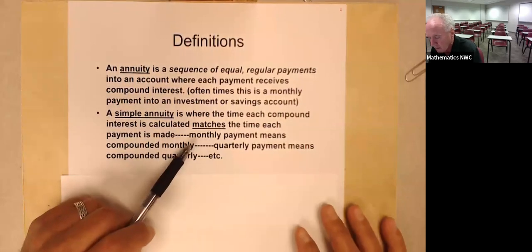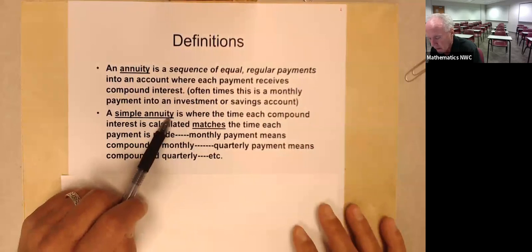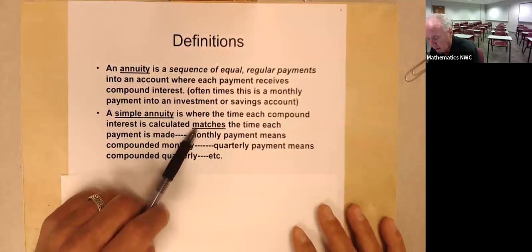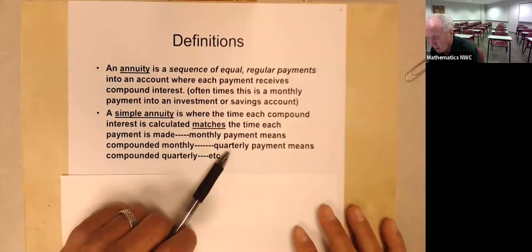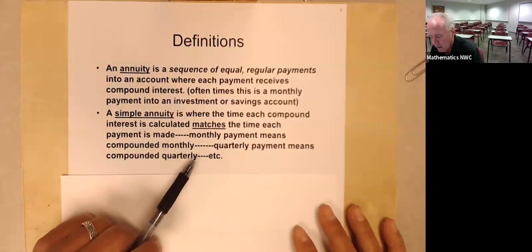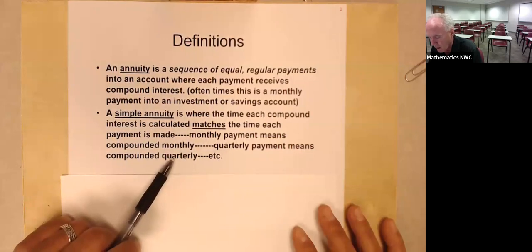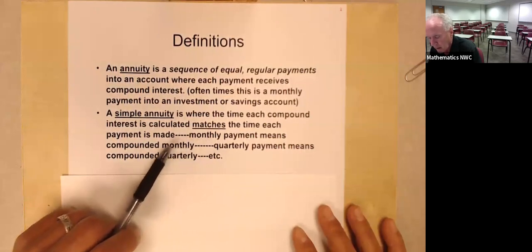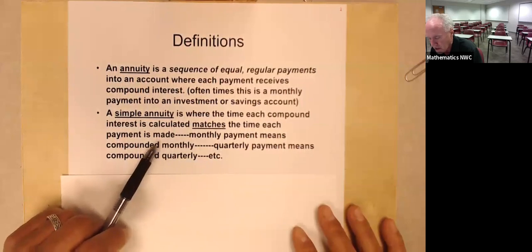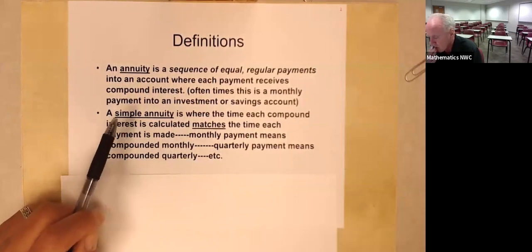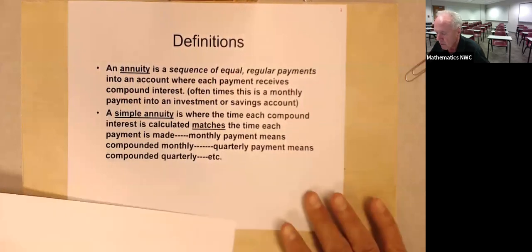For most people, it's going to be compounded monthly and they're going to be putting in monthly contributions, a certain amount off each monthly paycheck. But for some people, if it's compounded quarterly, they might make quarterly payments. When they match up, quarterly payment, compounded quarterly, that's a match. Monthly payment, compounded monthly, that's a match. Those are referred to as simple annuities, by far the most common.